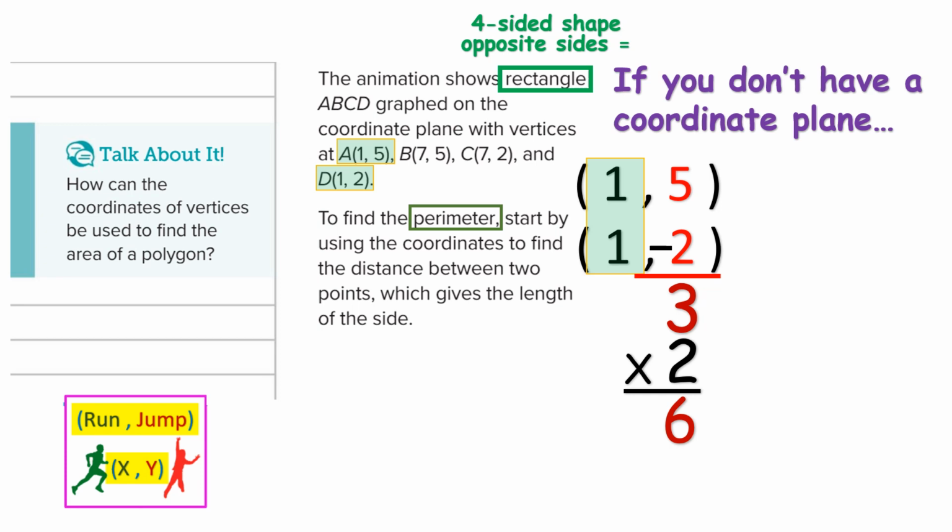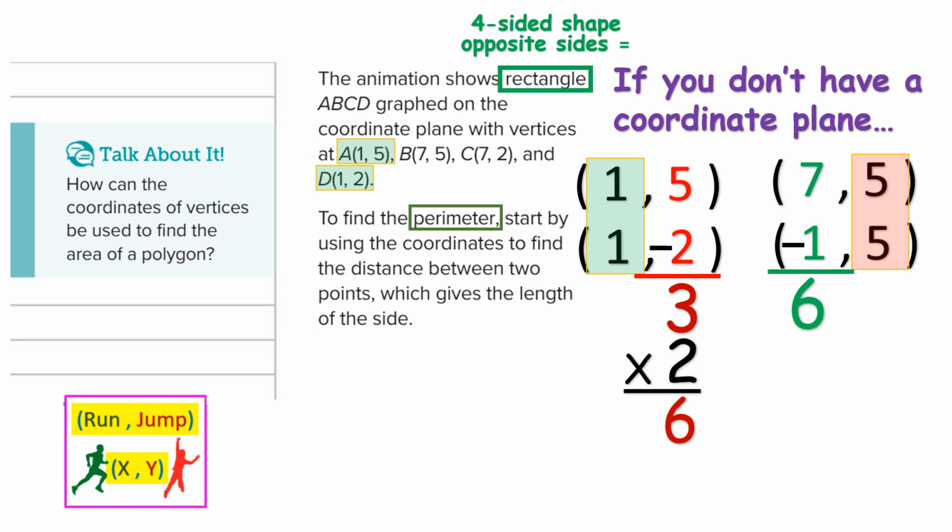All right, so I need to pair up another one, but this time I want to find the one that has the y's that are the same. And I see that I have a 5 in B and A. So I'm going to pair up 7, 5 and 1, 5 and put the 7, 5, the B, on top, because 7's bigger than 1. So pairing those up, I can now subtract the x's because the y is the same. And 7 minus 1 is 6. Well, once again, as a rectangle, I have to have 2 of those, and 6 times 2 is 12.